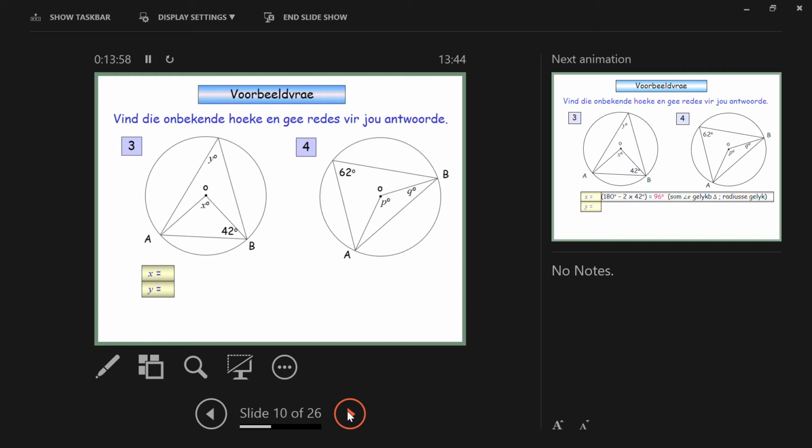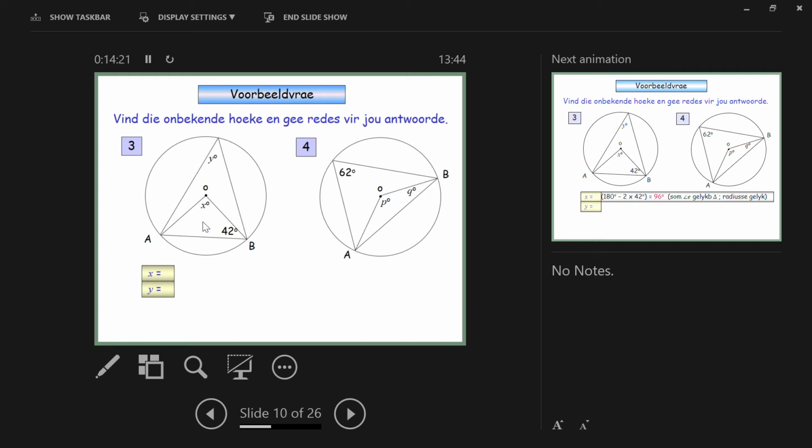How did we get that 96? Okay, because OA, look quickly, you can't see my arrow. OA and OB are our radii, right? Okay, meaning they are equal. And that means that this triangle is an isosceles.